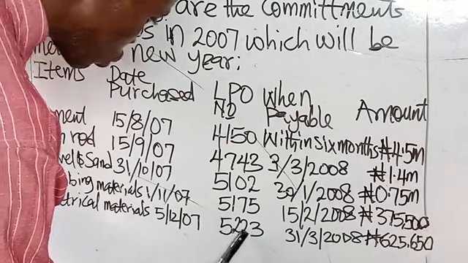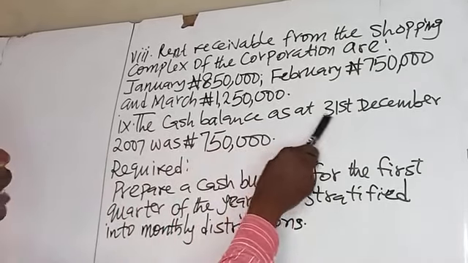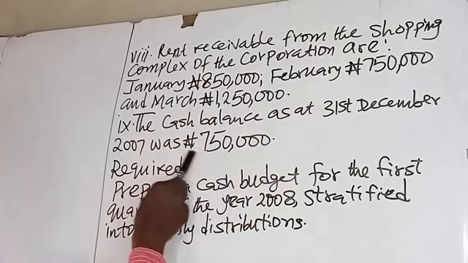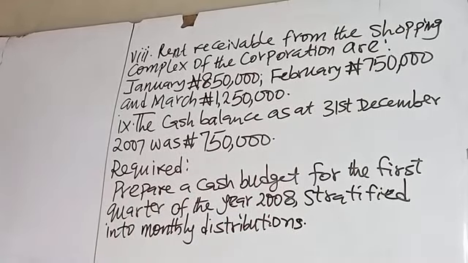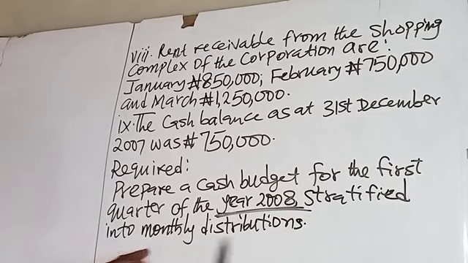Note 8. Rent receivable from the shopping complex of the corporation are January 850,000, February 750,000 naira, and March 1,250,000 naira. Note 9. The cash balance as at 31st of December 2007 was 750,000 naira. Required. Prepare a cash budget for the first quarter of the year 2008, stratified into monthly distributions.